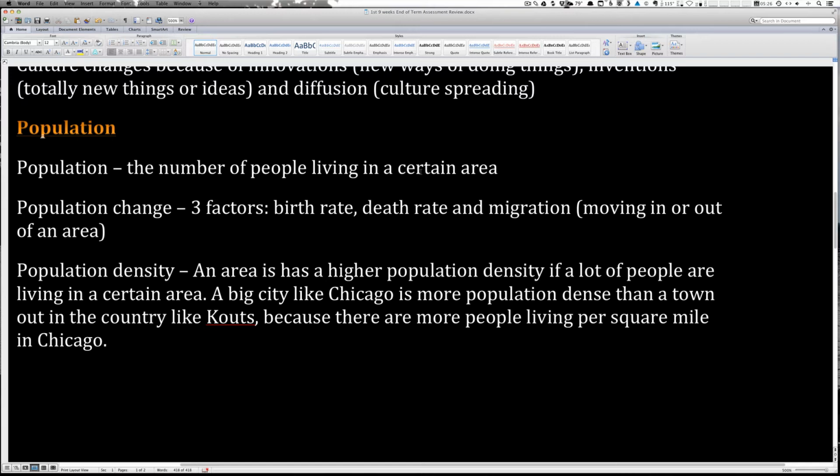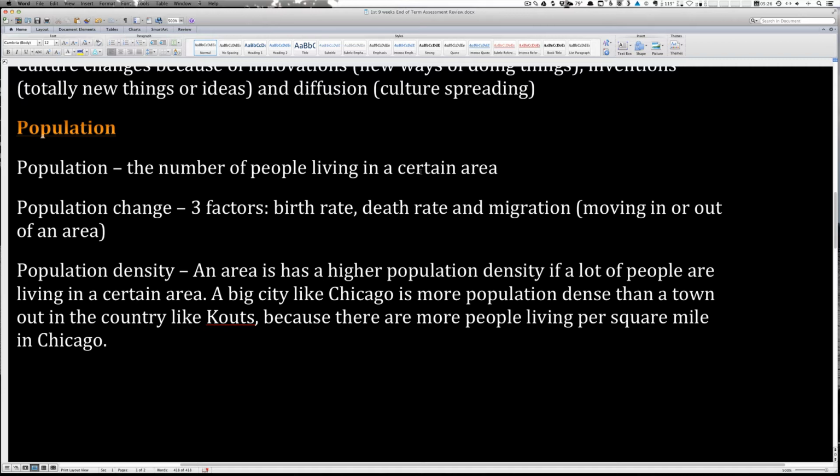Population density is the idea that the more people there are in one particular place, the more dense it is. Large cities like Chicago, New York, Los Angeles are very population dense. There are a lot of people living per square mile in those places. If you think about it, in Chicago, there's lots and lots of tall buildings, apartment buildings, where they build up and not out. In Portage, most homes are 1 or 2 stories.